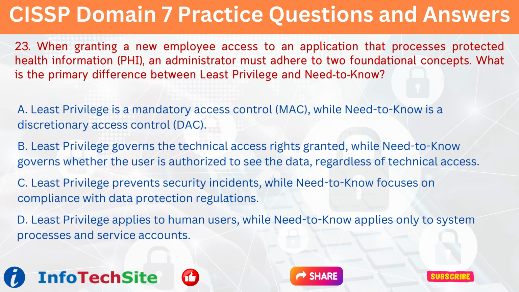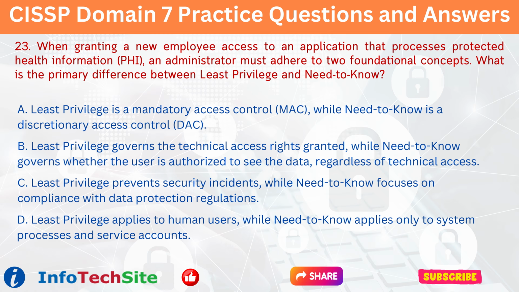23. When granting a new employee access to an application that processes protected health information, PHI, an administrator must adhere to two foundational concepts. What is the primary difference between least privilege and need to know? A. Least privilege is a mandatory access control, MAC, while need to know is a discretionary access control, DAC. B. Least privilege governs the technical access rights granted, while need to know governs whether the user is authorized to see the data, regardless of technical access.